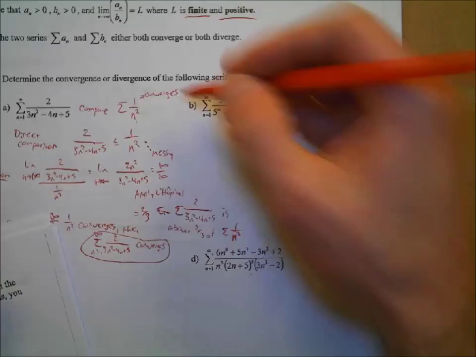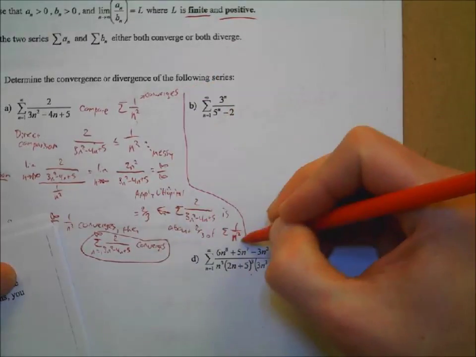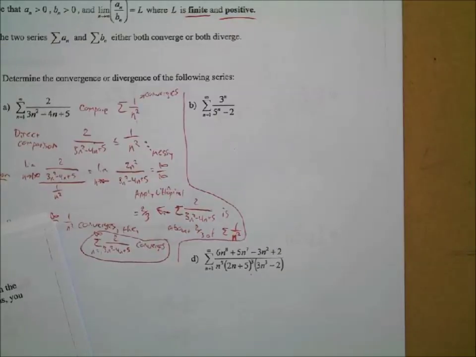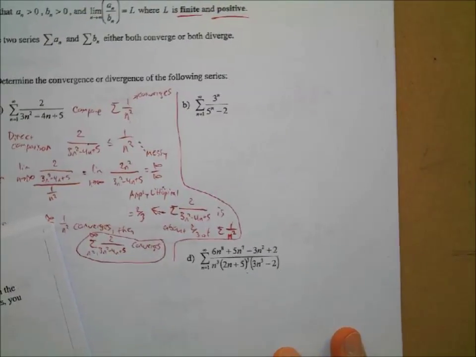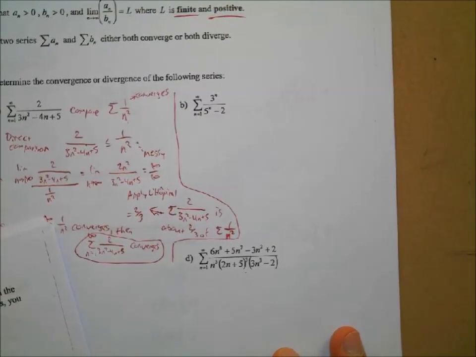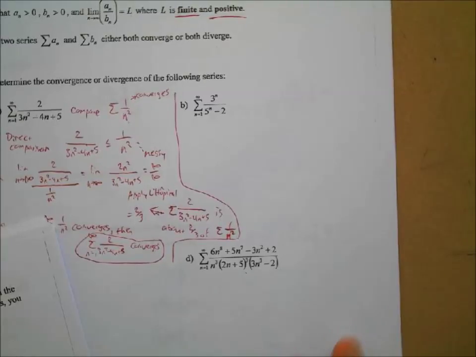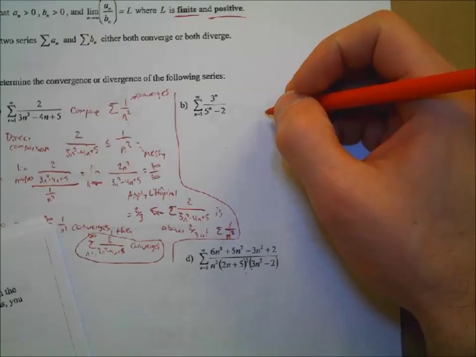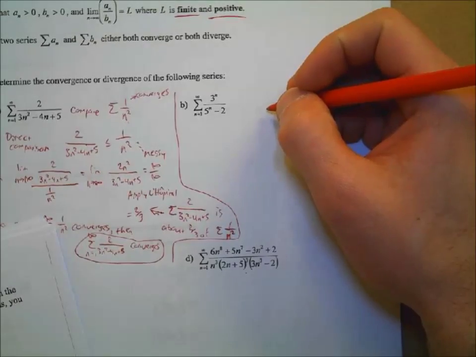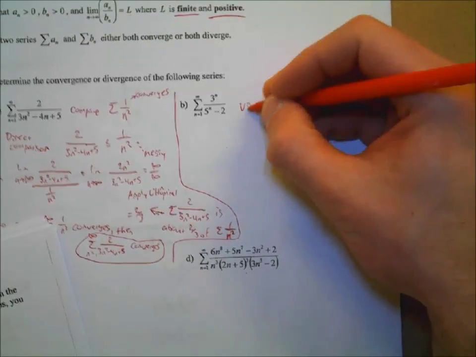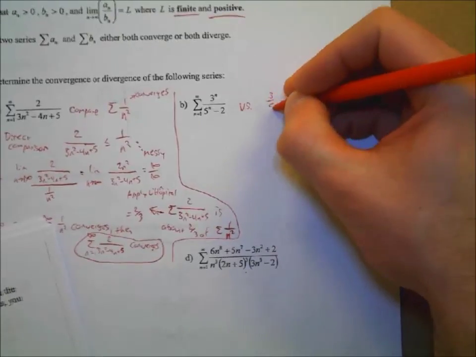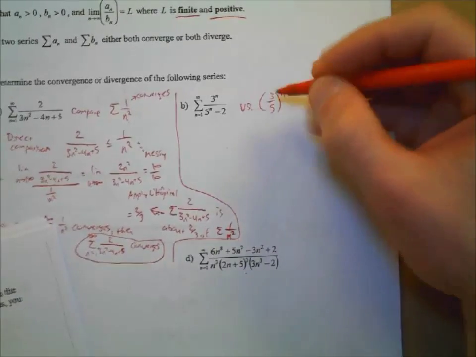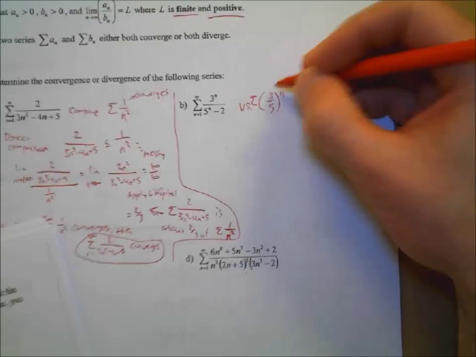Letter B. What kind of series do we want to compare this to? Geometric now, right? What geometric series do we want to compare it to? 3/5 to the n. Exactly right. So we're going to compare it to 3 over 5 to the n. Now, what do we know about 3/5 to the n? This converges.